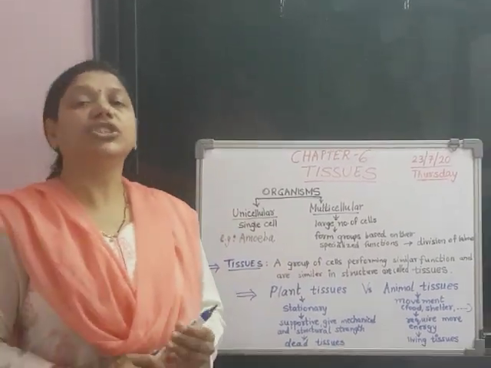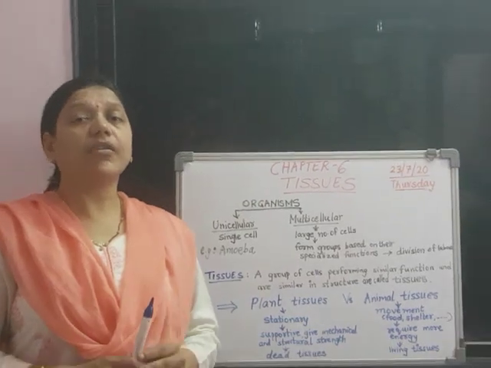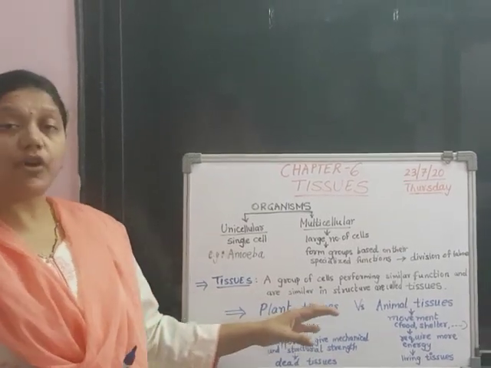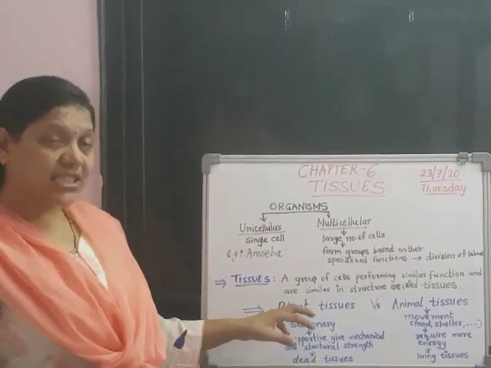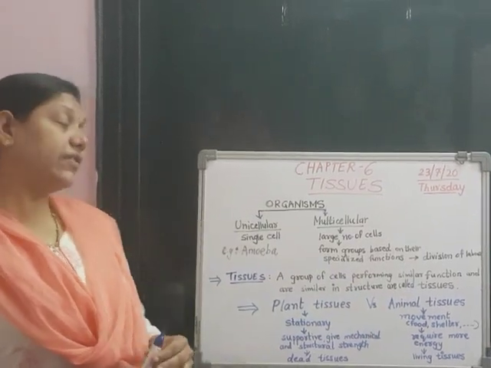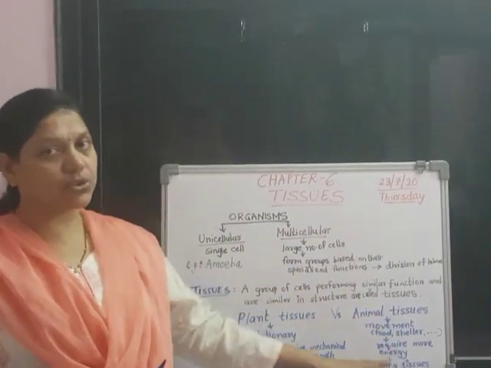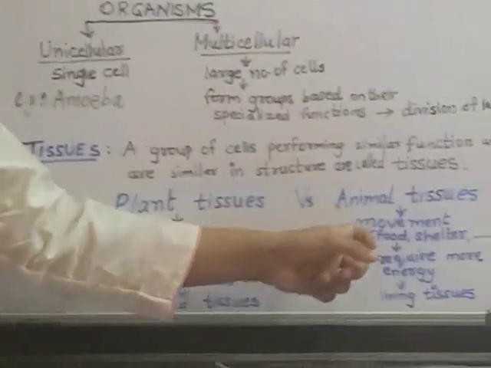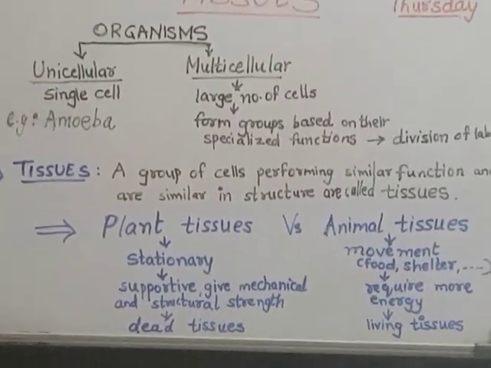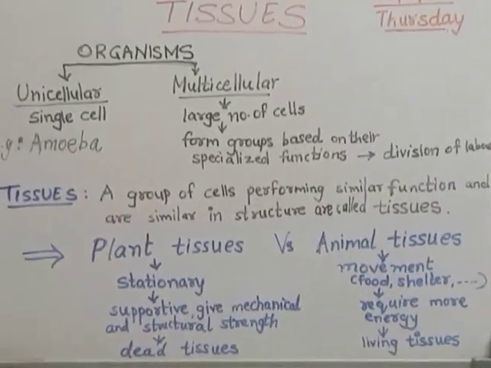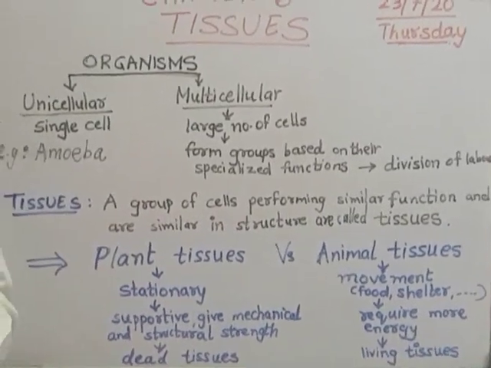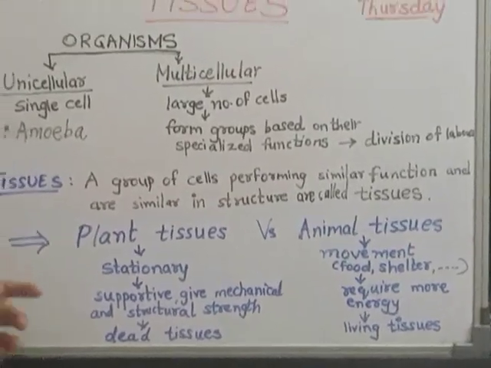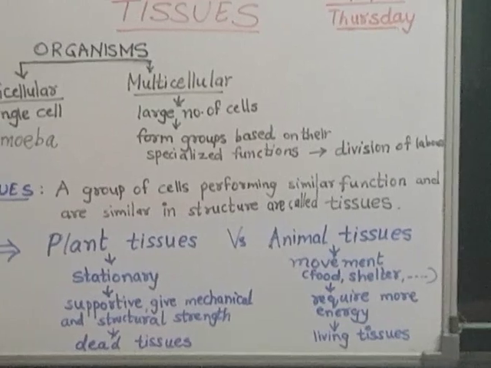Now when we talk about the tissues, these tissues are of different types and they are found in all types of organisms, whether it be plants or animals. Now when we talk about the plant tissues and animal tissues, the structure and functions of the plant tissues and animal tissues, what do you think? Are their functions the same? No. Are their structures the same? No. So on the basis of their structure and their function, the plant tissues and animal tissues are different.